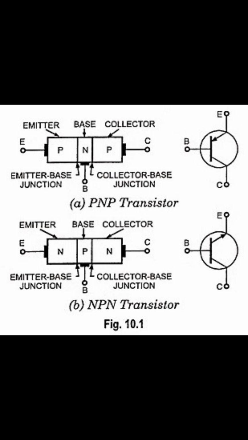The base terminal is where a small current is applied to allow the larger current to flow from the emitter to the collector. It controls the transistor when it's in an active state. Second, the emitter. The emitter terminal is the source of charge carriers injected into the base. It is heavily doped to increase the efficiency in injecting charge carriers.